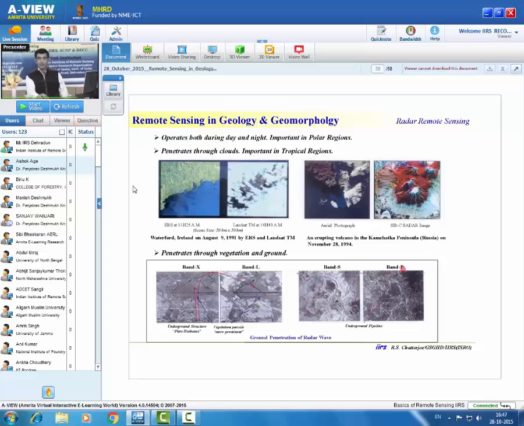See, S band, which is a wavelength of 10 centimeters, and P band, wavelength around 60 to 70 centimeter. See here, there is no feature detectable here, but here you can see there are the features. You can detect this, basically an underground pipeline. You can detect here. Okay. So subsurface information you can have. Like in case of geology, paleo channel, buried channel, you can interpret from this.